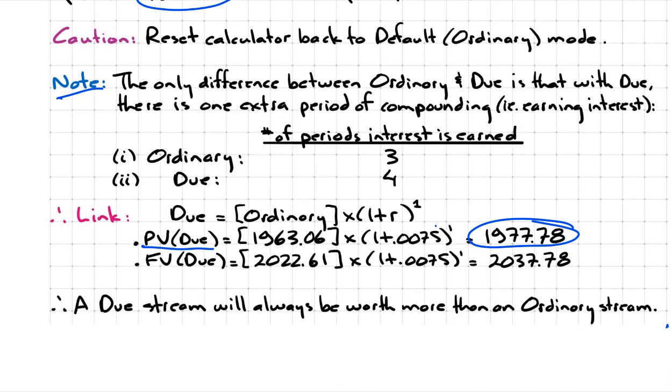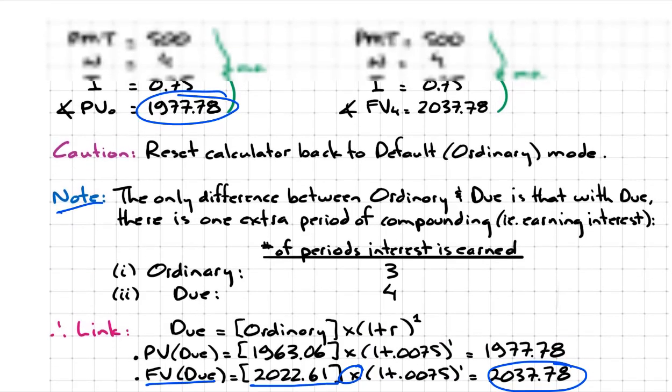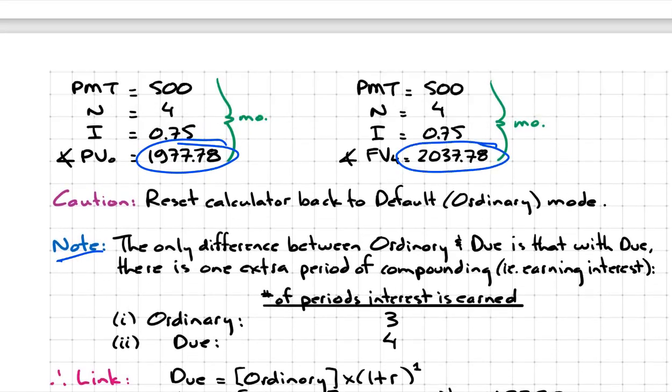How about future value? So to calculate future value of a due, remember the only difference between due and ordinary is this 1 extra period of compounding. Doesn't matter if you're calculating PV or future value. So with future value, we take the ordinary future value, and then we just compound it again by 1 period. You could see the factoring is the same, 1 extra period. And then you get 2037.78, and that's the exact same answer we got by calculating annuity due directly.